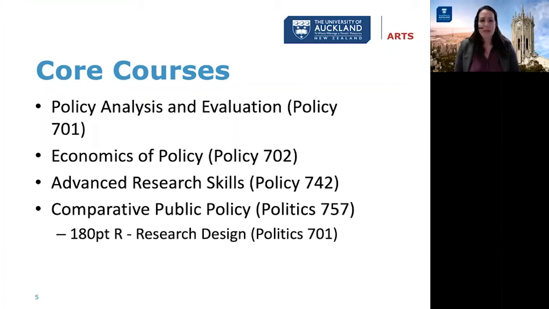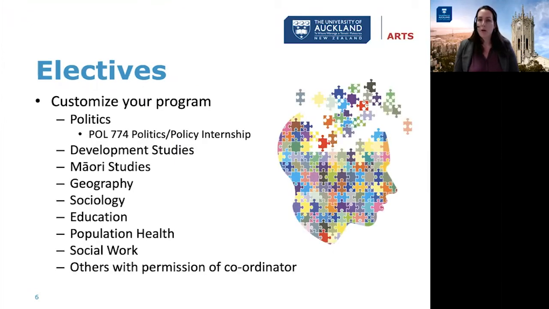And you take a comparative public policy class, which looks at how policies around the world transfer from place to place, and how you would even go about knowing whether it's a valid comparison to bring policies, let's say, from the UK or Australia or Singapore and apply them here in New Zealand or vice versa. When is that valid and how would we know? And for students who are in the research stream, they also take another class, a research design class entitled Politics 701. So those are the main core courses.